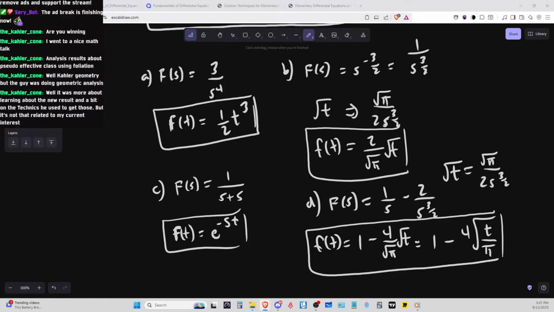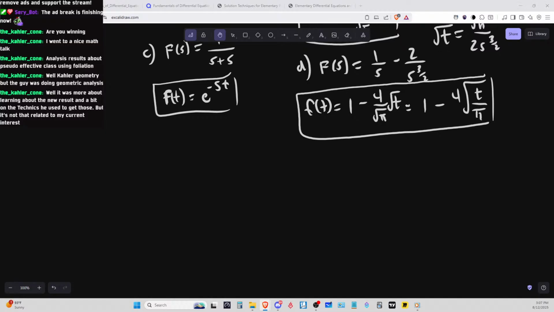This one's letter D. Yeah, that looks about right, because we got rid of the pi up here, and we got rid of the 2 over here, but there's a 2 up here, so yeah, that looks right. Okay, next problem.